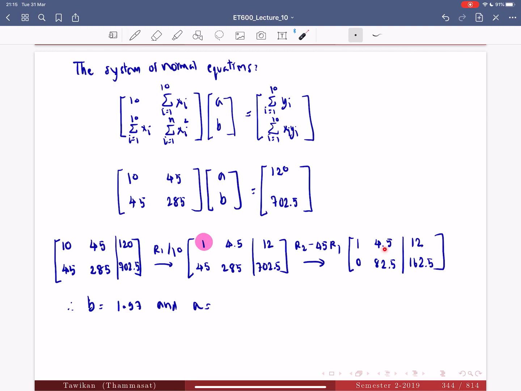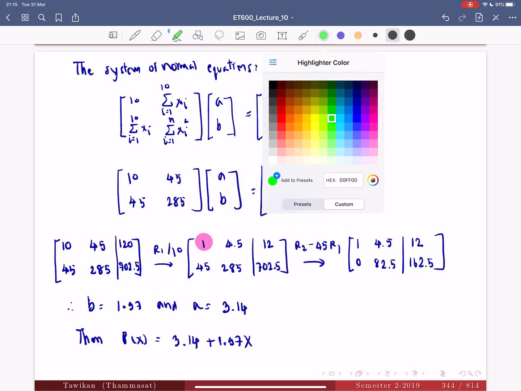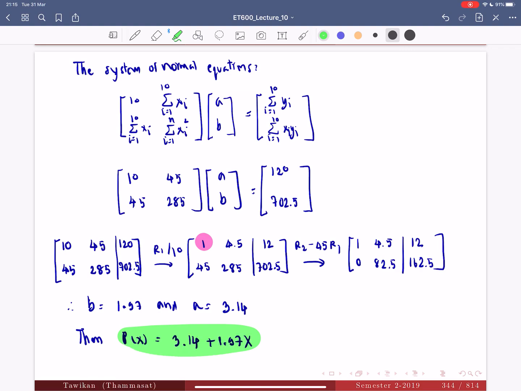So out of the second equation, you can get B. By knowing B, you put it in the first equation right at that spot, because that is the coefficient of your variable B. You can find A immediately, and your A is going to be 3.14. Right after you've got A and B, then you get that first degree polynomial. Then P of X is going to be 3.14 plus 1.97 times X.